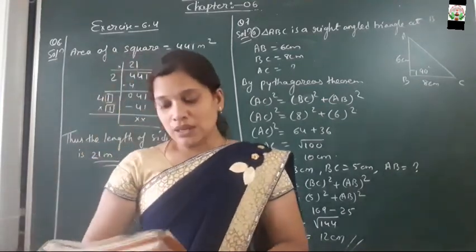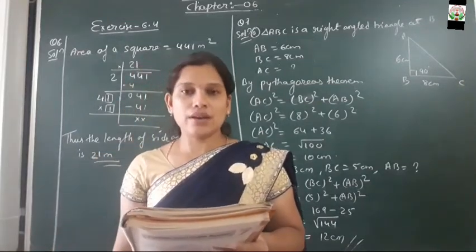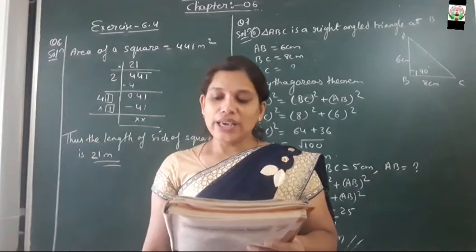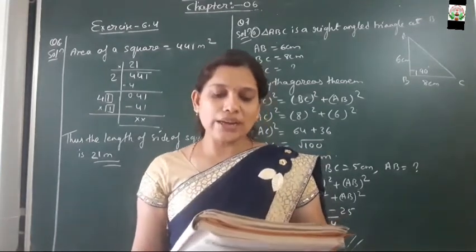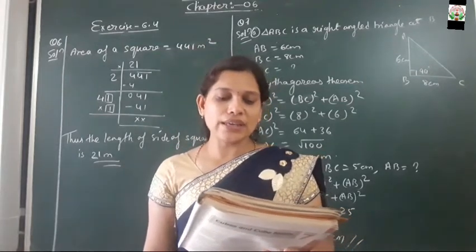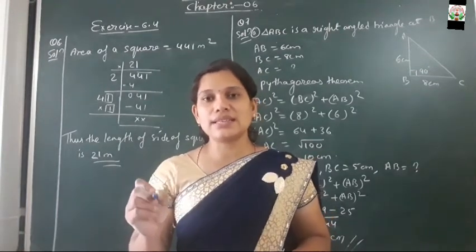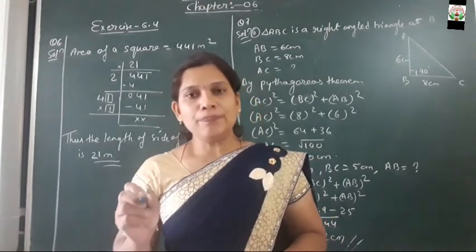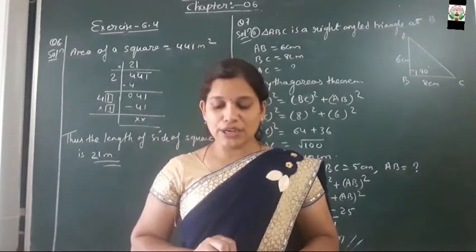Have you understood? Now the next question: a gardener has 10,000 plants. He wants to plant them in such a way that the number of rows and the number of columns remain the same. Find the minimum number of plants he needs more for this. As we found in exercise 6.3, question number 7 or 8, I think, in the same way here we are going to find it.